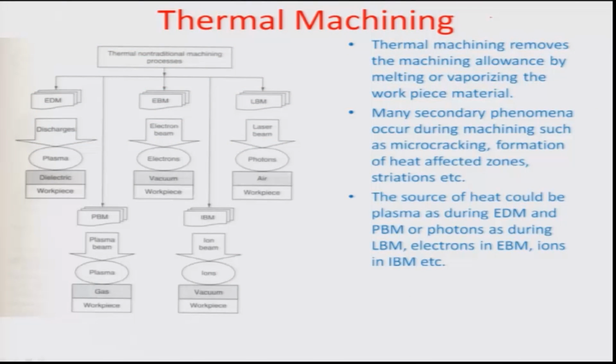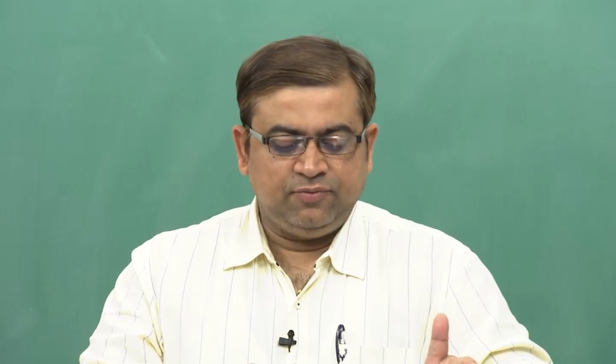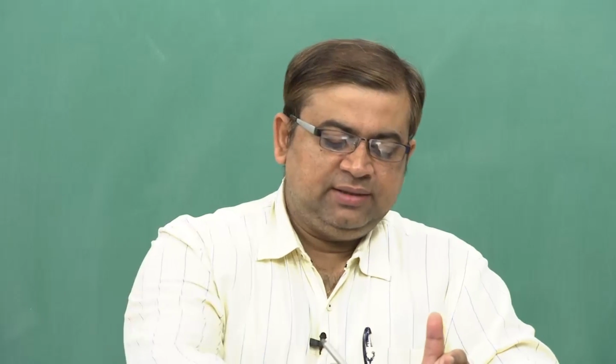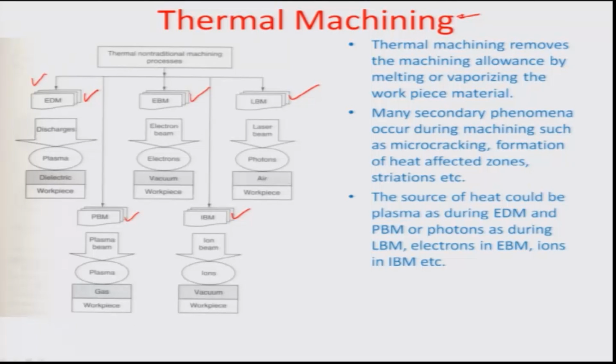There are also thermal machining processes, which include EDM, that is electro discharge machining, electron beam machining, laser beam machining, plasma beam machining, and ion beam machining. These are all processes where there is an interaction of a plasma, which is typically super hot, with the working surface, and this plasma melts away part of the surface and makes a local pool. Then there is a fluid or medium which carries away the dislodged particles, particularly in cases like EDM.